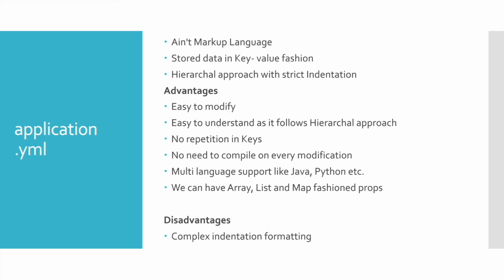And in this YAML file we can have different sets of types like array, list, dictionary, and map format. I'll explain the different sets with an example. I have explained already, so you can check it out in the description. There will be a link. And the disadvantage with this is the complex indentation formatting. As I said, it follows strict indentation.